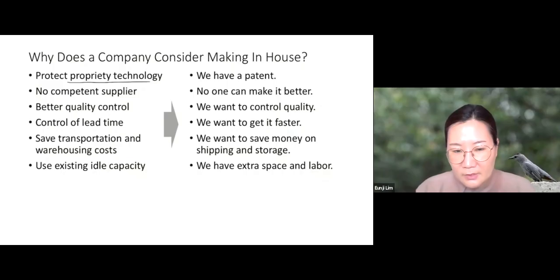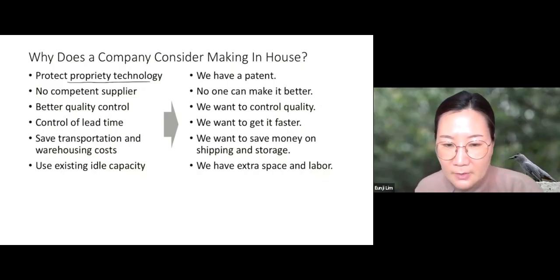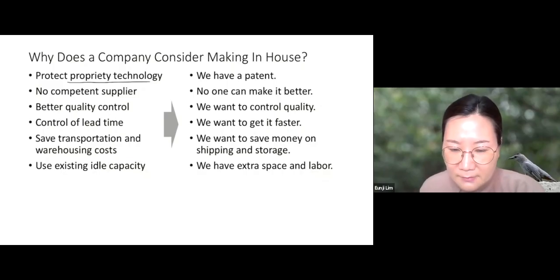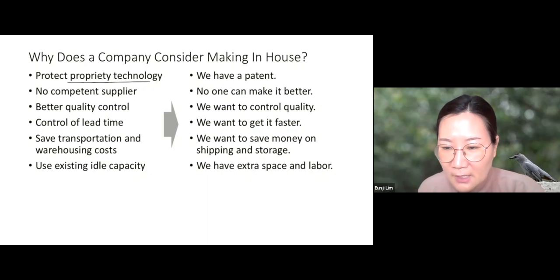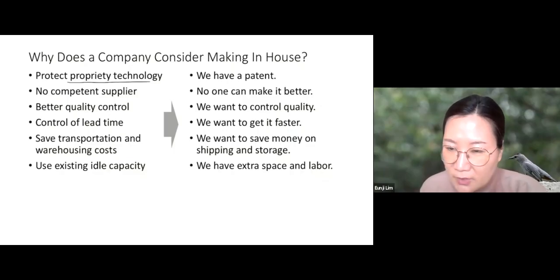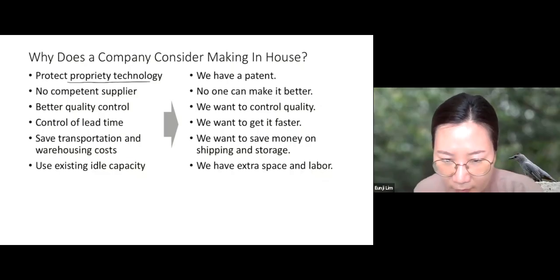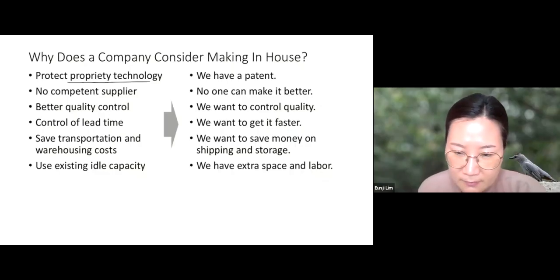So why does the company want to produce something in-house when they have a patent? What happens if a company licenses the right to use the technology to another company? The other company uses the technology to produce the products, and they make royalty payments, but there's always a risk. The other company can develop similar technology on their own, and they can be a potential competitor in the future. So that's one of the reasons.